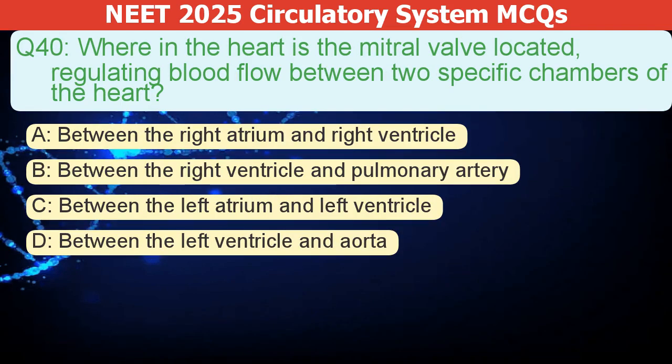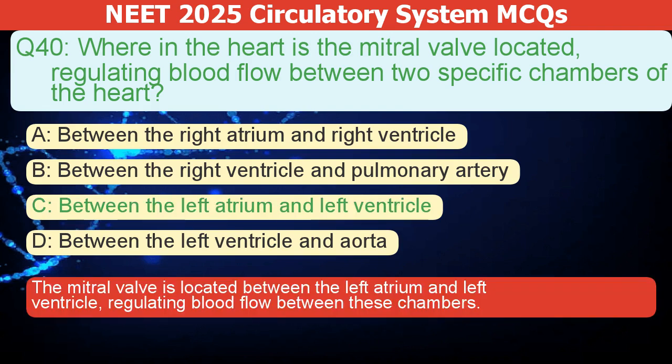Where in the heart is the mitral valve located, regulating blood flow between two specific chambers? A. Between the right atrium and right ventricle. B. Between the right ventricle and pulmonary artery. C. Between the left atrium and left ventricle. D. Between the left ventricle and aorta. The correct answer is C. The mitral valve is located between the left atrium and left ventricle, regulating blood flow between these chambers.